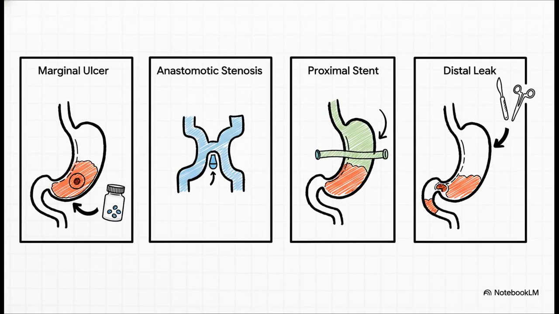Okay, let's run through a few more common issues. A marginal ulcer, you're thinking PPIs. An anastomotic stenosis, where the connection gets too tight, that's an endoscopic balloon dilation. Now, here's a tricky one. A staple line leak after a sleeve. Location is everything here. A proximal leak up high, you can often manage that with a scope. But a distal leak down low, that's much more likely to need another trip to the OR. It's these kinds of nuances that show you really know your stuff.